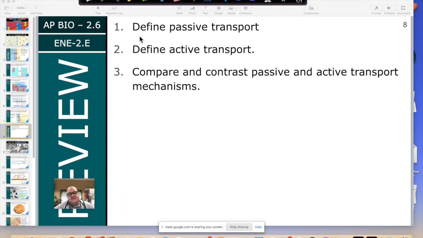So you have to be able to define active and passive, compare and contrast. Energy for active, high to low for passive, low to high for active. So pretty easy stuff, a review for most of you.